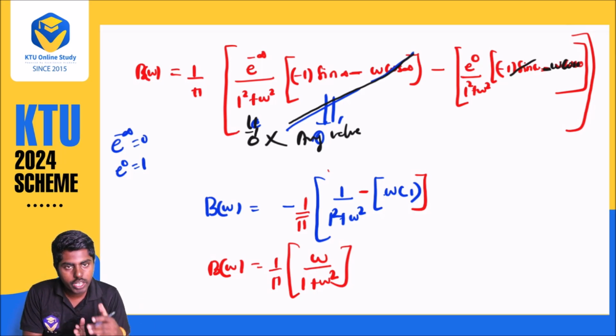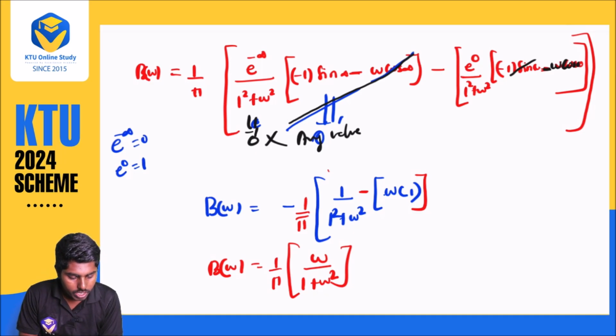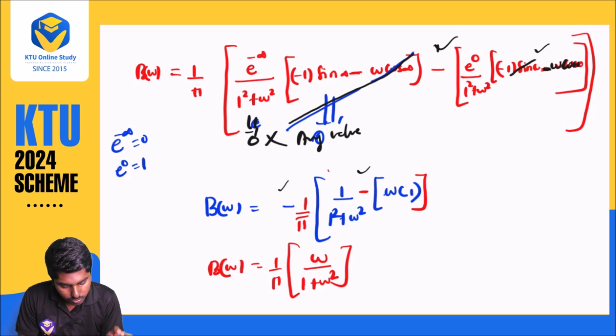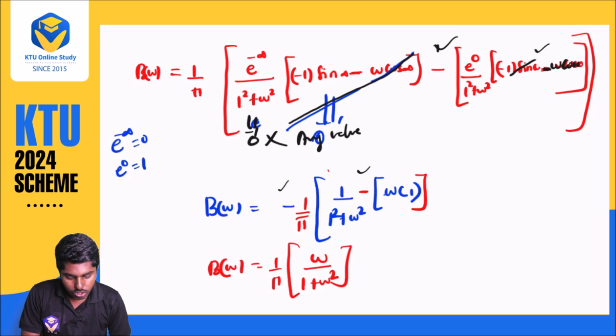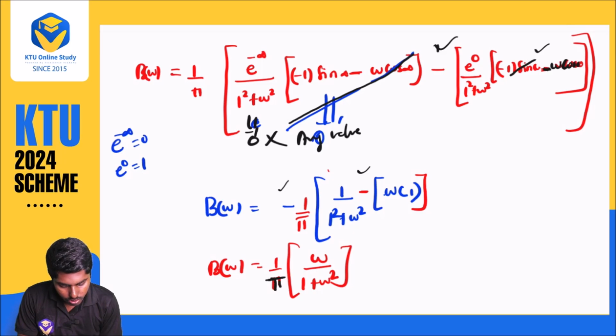And what about omega into cos 0? Cos 0 is 1. So here minus is there, so minus omega. Here also one minus is there, here also one minus is there. So minus into minus will become plus. So B omega is equal to 1 by pi, omega divided by 1 plus omega square.